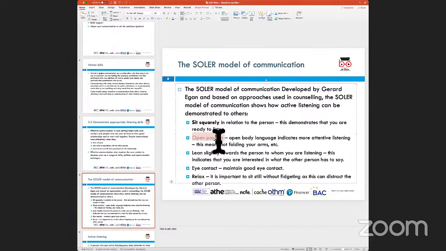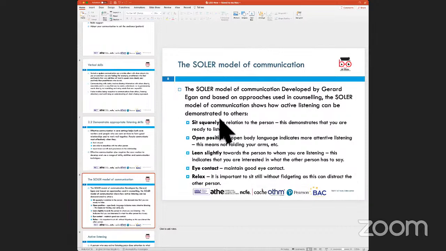O stands for open position. L stands for lean slightly. E stands for eye contact, and R stands for relax. This acronym has come to be known as the SOLAR model, developed and proposed by Gerard Egan. While the approach was used in counseling, he meant that this model can also be used in a health and social care setting.